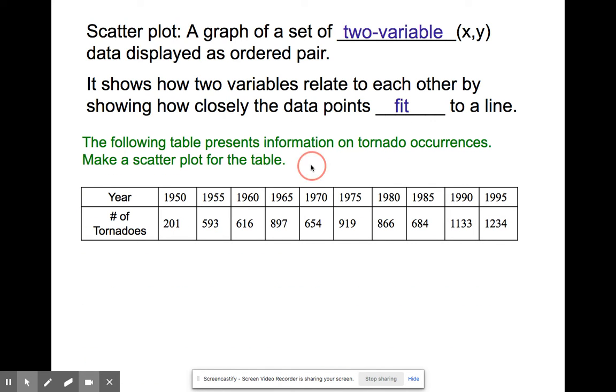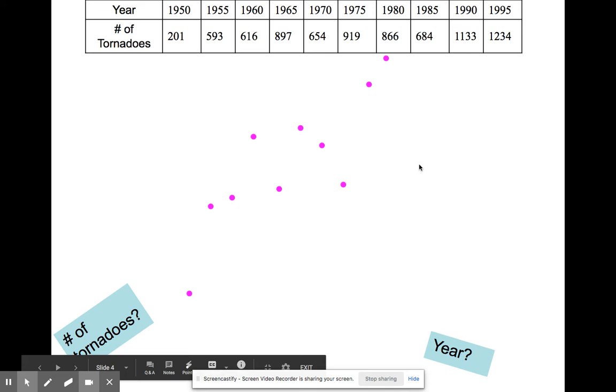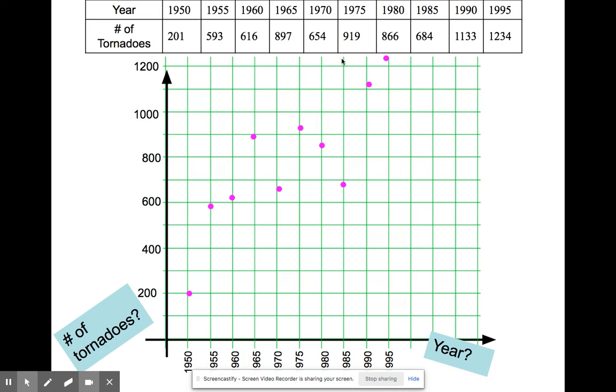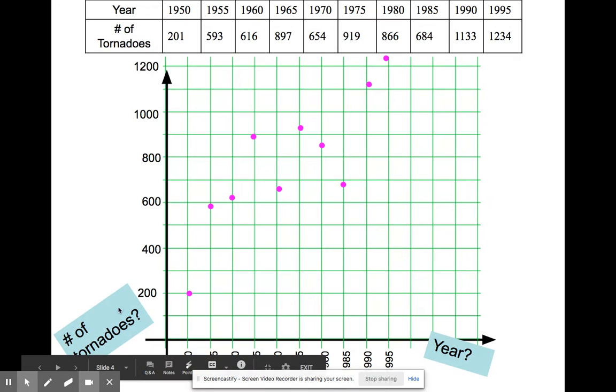So in class, we'll be having a conversation about your tables and what this means and how you can plot those. But in reality, right, your years are your x-axis. The number of tornadoes is your y-axis. Okay, so we want to label where these go. Because our years are on top, those are our x-axis, those are our independent variables. We put those on our x-axis.